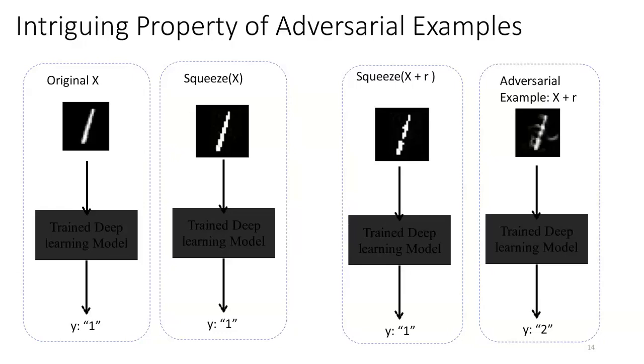And let's see the performance of the squeezing operation on the adversary examples. If we just squeeze out those unnecessary grayscale pixels, we can still keep most of the strokes very nicely, and this will be classified correctly as one by the original model. Now let's compare original X versus the squeezed X. Their predictions are very, very similar. And let's see the right half, the prediction of X plus R versus the squeezed version of X plus R. The prediction is very different. That's the most important property we use to design our detection framework.